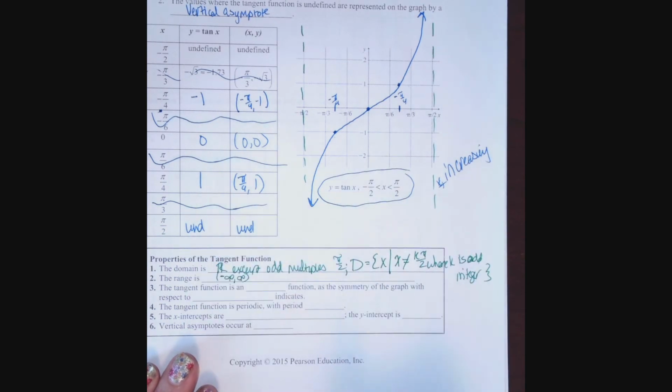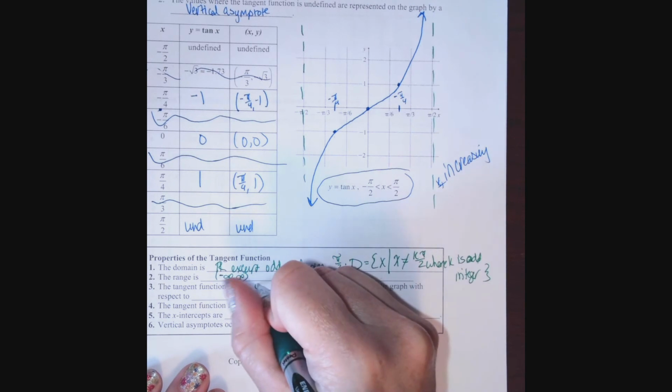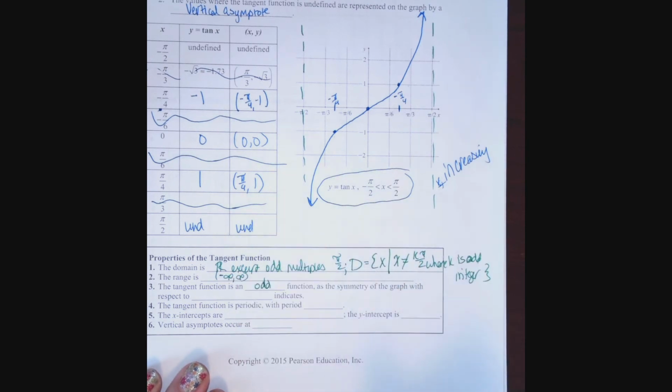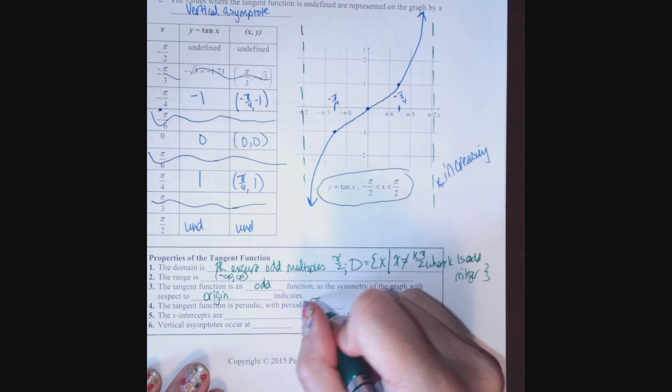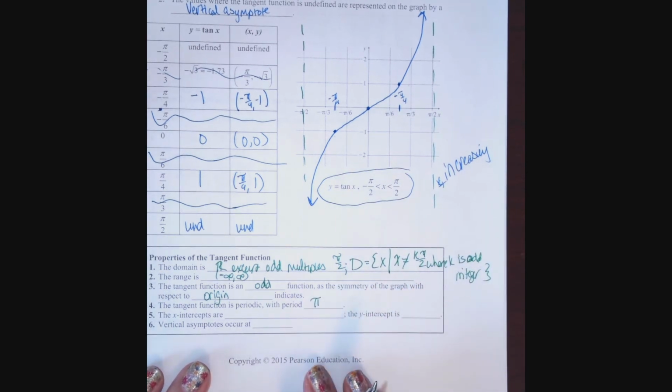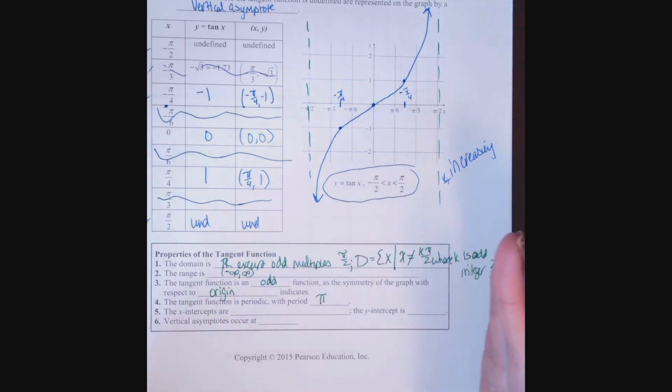It is all real numbers. Tangent is an odd function for the parent as long as we don't shift it left or right, as the symmetry is with respect to the origin. It's got that twist in the middle. It's periodic with a period of pi. It's actually pi over omega. That value for omega will change the period, give you a horizontal stretch or shrink.